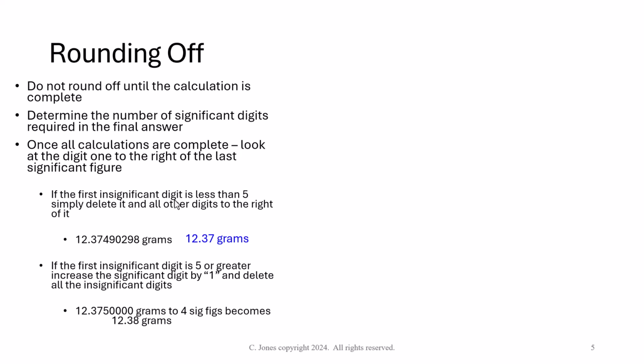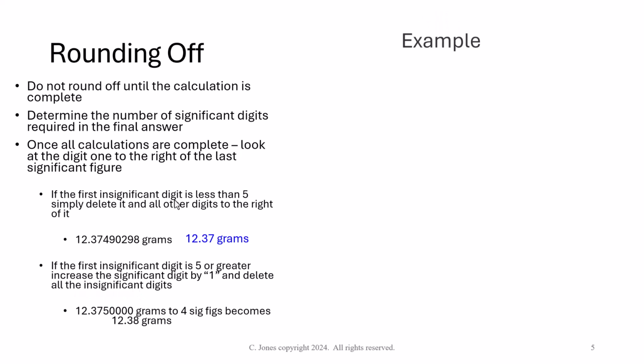If the first insignificant digit is 5 or greater, then we increase the significant digit right before it by 1, and we delete all the insignificant figures. So you can see I've changed the number from above to be 12.375 with a bunch of zeros. And again, we want 4 significant figures, so we're going to look at the 5. Our rule said if the first insignificant digit is 5 or greater, then we increase the value of the last significant digit by 1. So this becomes 12.38 grams.